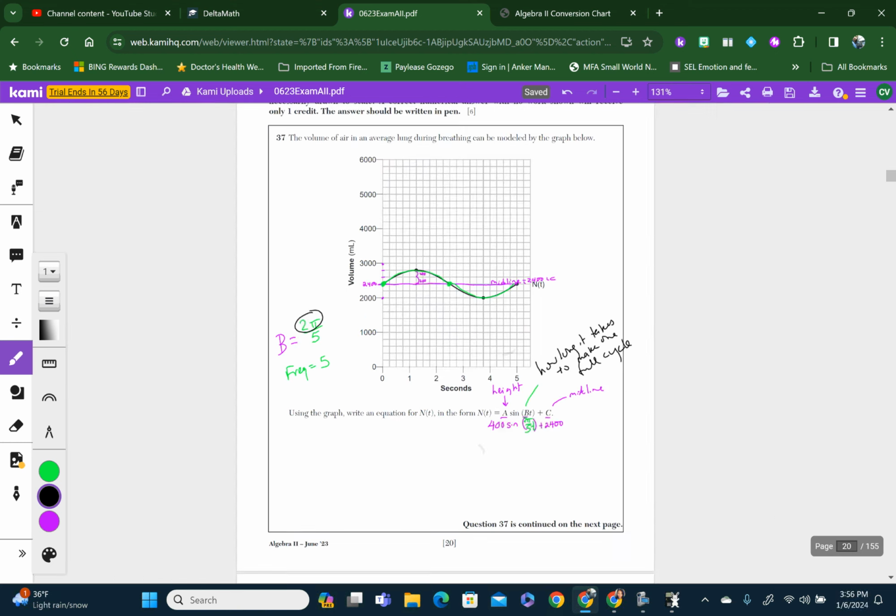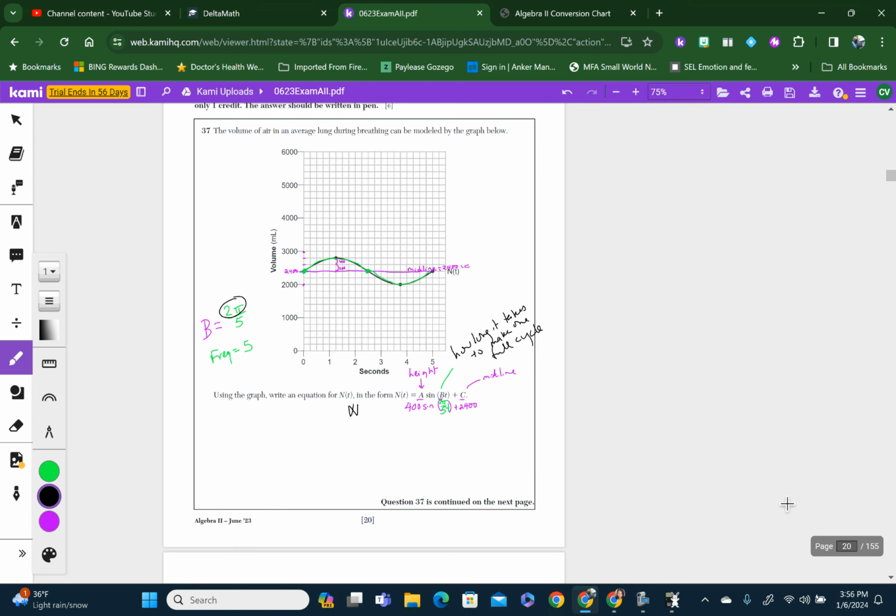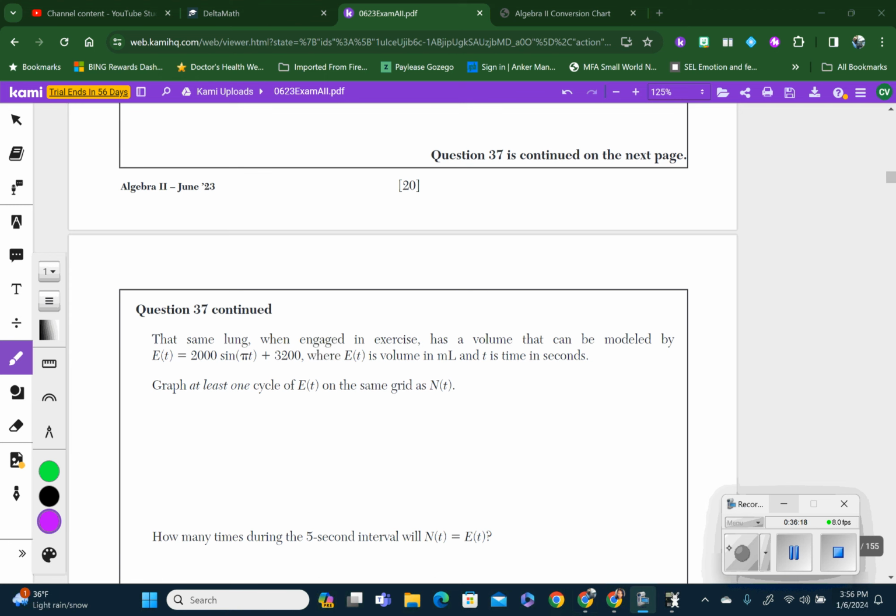All right, so now I have my equation for n of t. So n of t is equal to, okay? So that's my first part that's done. And like I said, if you get this, great. If you don't get it, oh. So now let's see, they want us to use the same graph and graph this function. Let's see if we learned anything, okay? So we're going to start first at our midline.